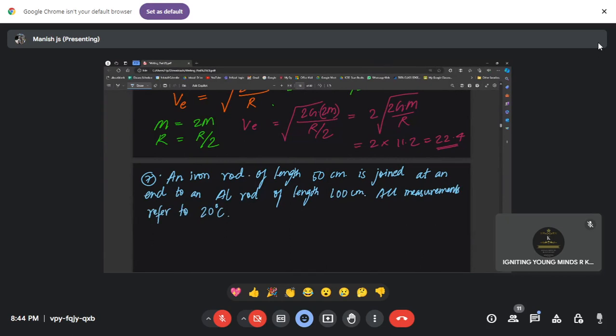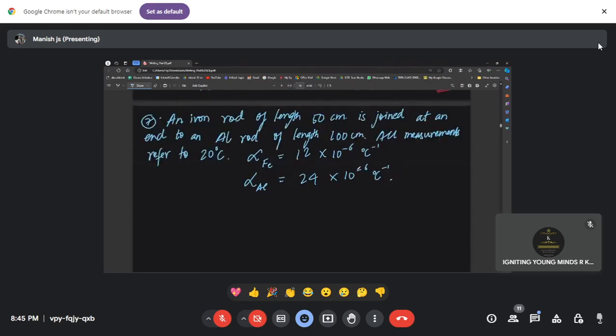The coefficients of linear expansion of iron and aluminium are given here. So I'm writing it like this: alpha Fe is equal to 12 into 10 to the power minus 6 degrees Celsius inverse, and the coefficient of linear expansion for aluminium is given as 24 into 10 to the power minus 6 degrees Celsius inverse. These are the coefficients of linear expansion of both iron and aluminium.